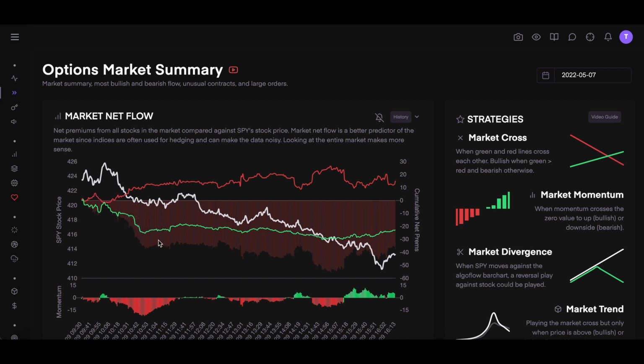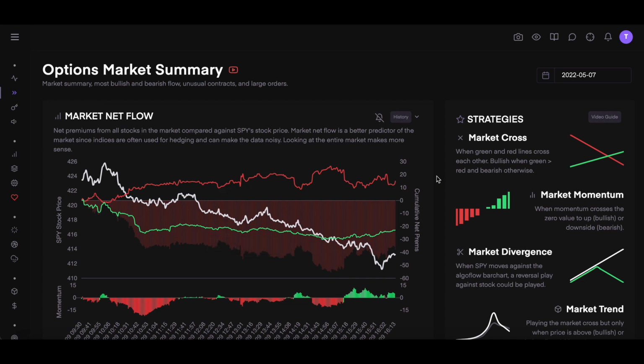Similarly, within this chart, you can see that the green line is going down. Again, it's net premiums for calls, and that means the total amount spent on buying calls minus the total amount spent on selling calls. If this line is going down, that means more calls are being sold, which again is a bearish sign. Just to recap, buying puts is a bearish sign and selling calls is a bearish sign. Selling puts is a bullish sign and buying calls is a bullish sign. When more calls are being bought than sold, you'll see this green line go up. When more puts are being bought than sold, you'll see this red line going up.